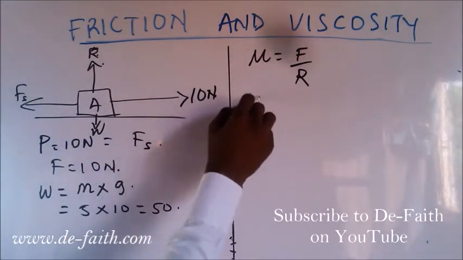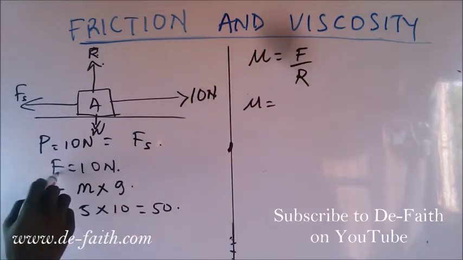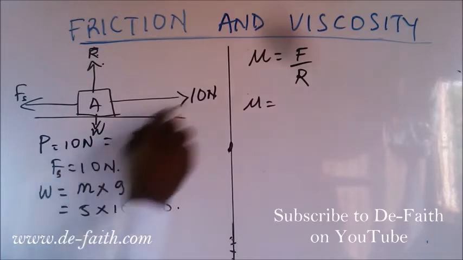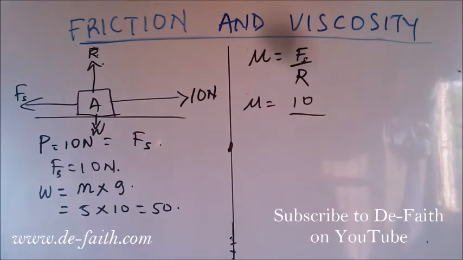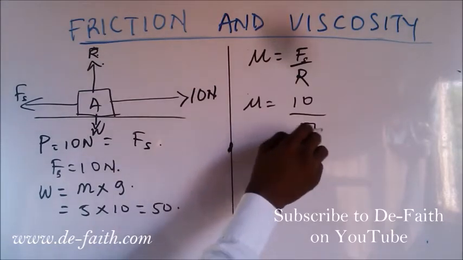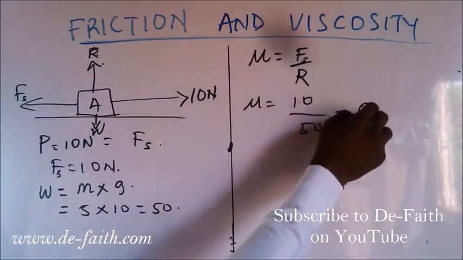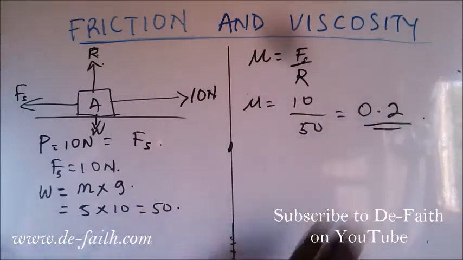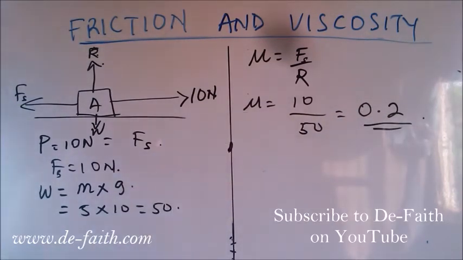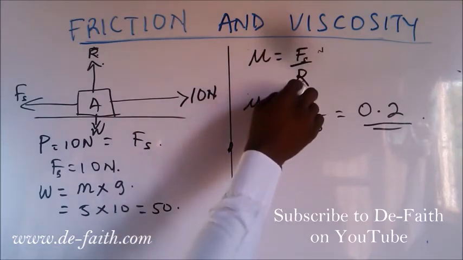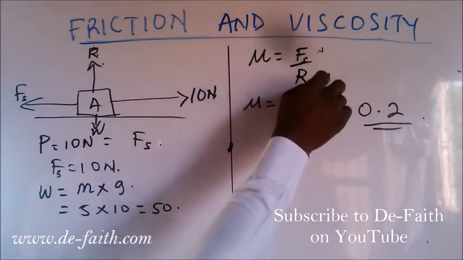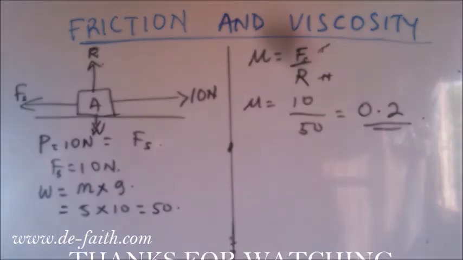And so for the coefficient of static friction, our F, that's the static frictional force, is 10, and then the normal reaction over here is 50. And so we have 0.2 as the answer. Take note that coefficient of static friction does not have a unit. Why? Because the unit of friction here is Newton, the unit of the normal reaction here is Newton, and so they cancel out. So we have this as our final answer.